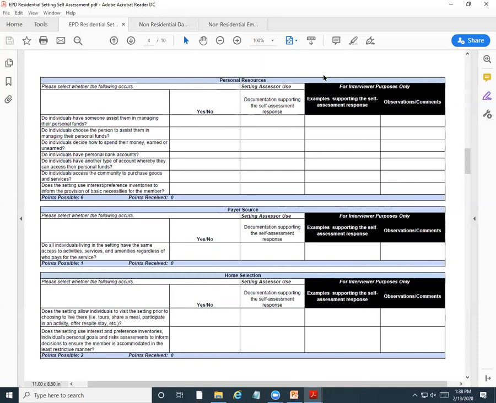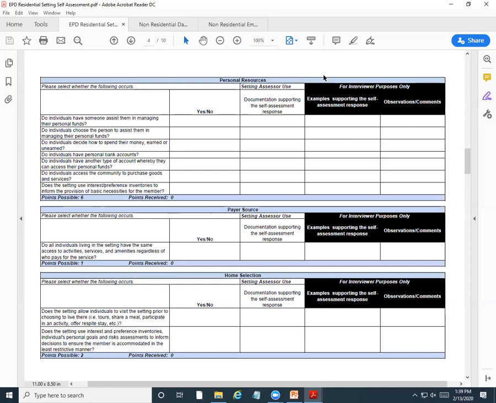All right, so personal resources. This is a lot about members having assistance in managing their personal funds, getting to choose that person who assists them, deciding how they can spend their money, whether it's going to Circle K to buy a soda. I think those are already in practice. Do individuals have personal bank accounts or another type of account? Do individuals have access to community purchased goods?